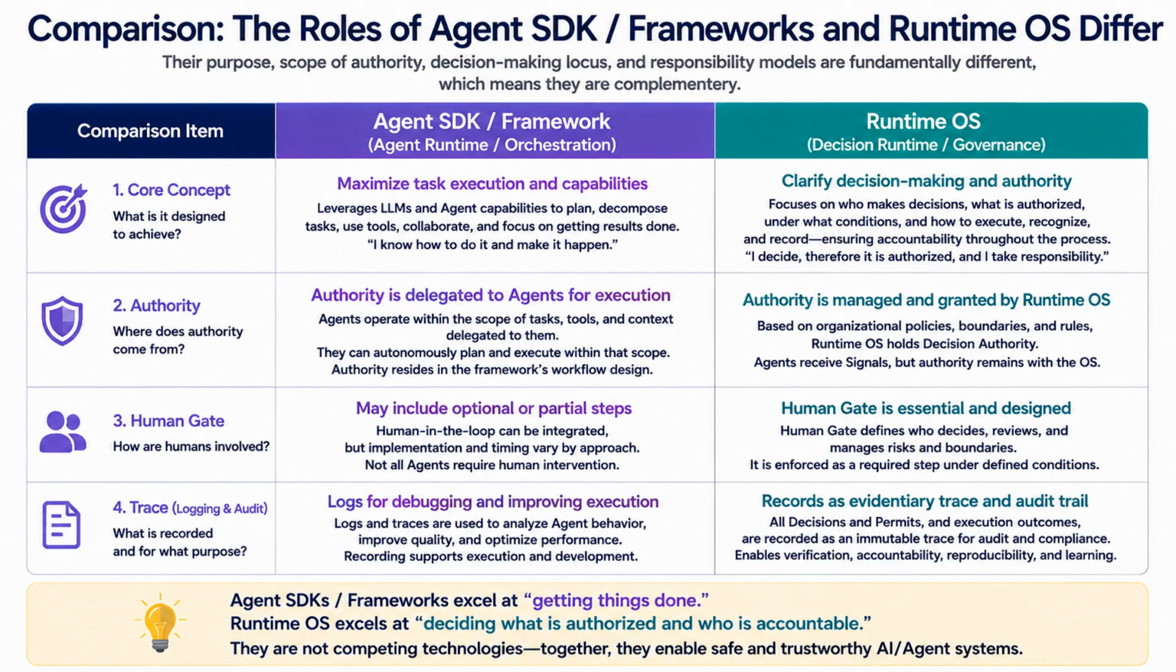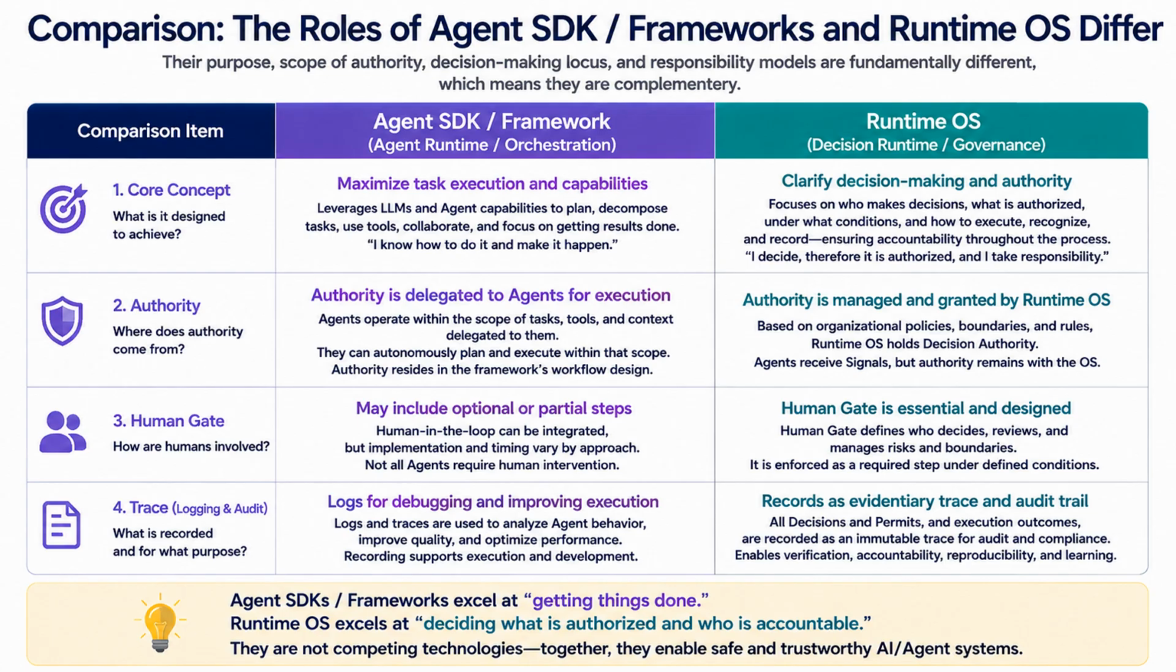The third perspective is the human gate. Agent frameworks can also incorporate human-in-the-loop mechanisms and approval steps. But in Runtime OS, the human gate is not simply an optional step within a workflow. It is treated as a governance control point based on authority, risk, and boundaries.